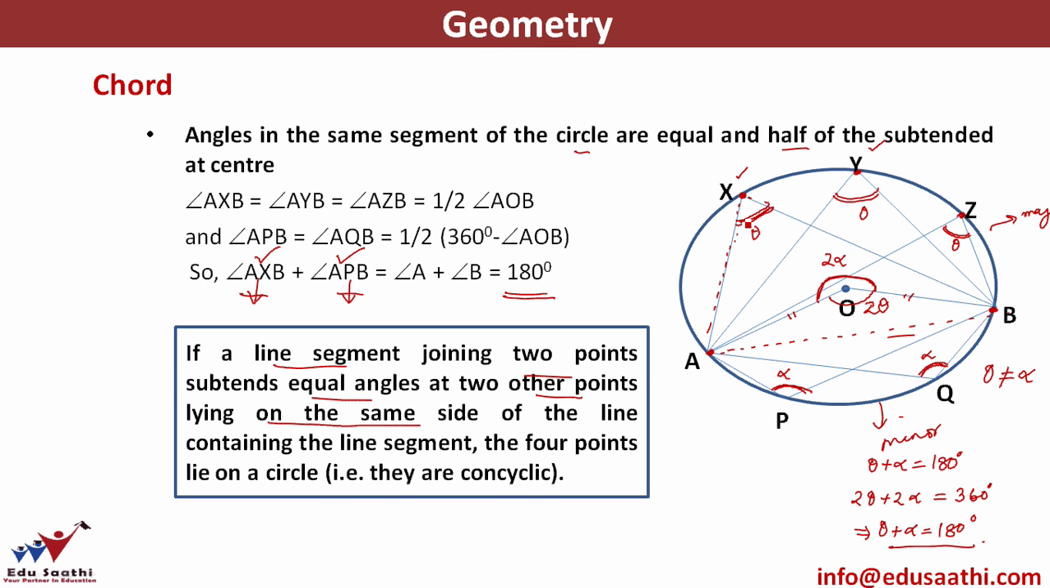So I'm talking about this angle theta, this angle y, and same side. Then the 4 points that you have, the 4 points I'm talking about being A, X, Y and B, would turn out to be actually concyclic points. These 4 points would lie on the circumference of a circle.